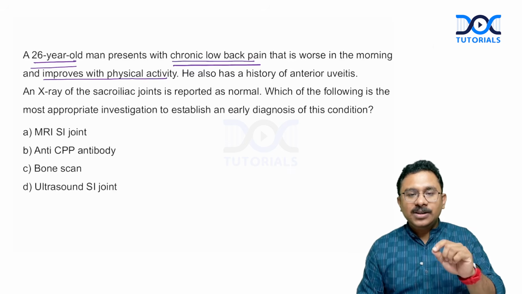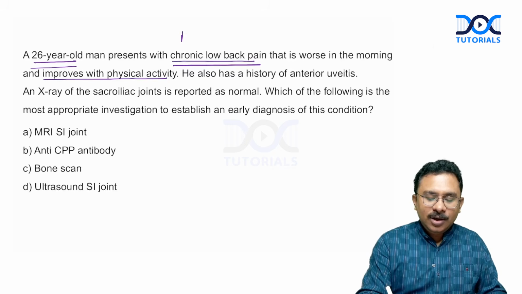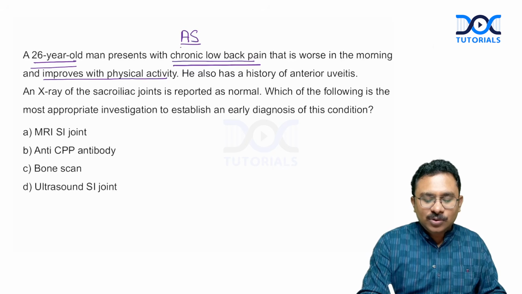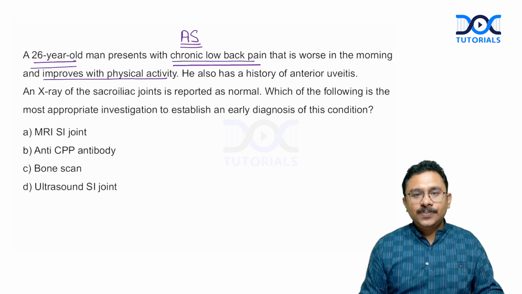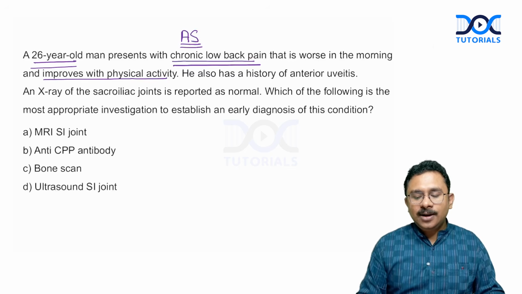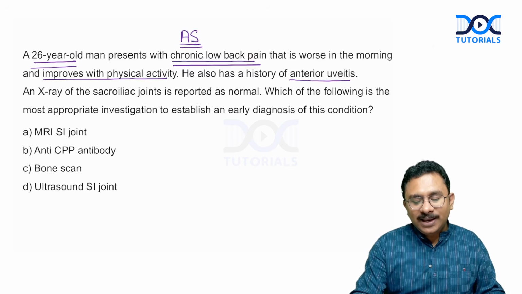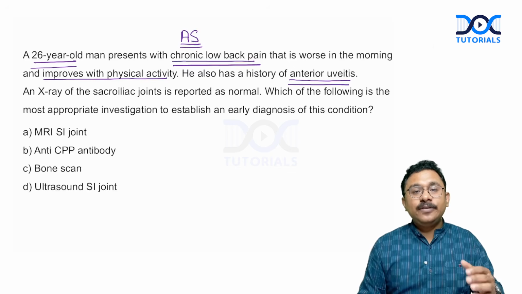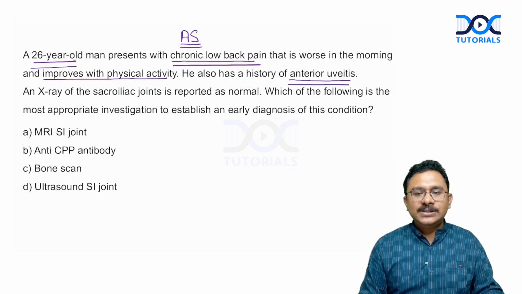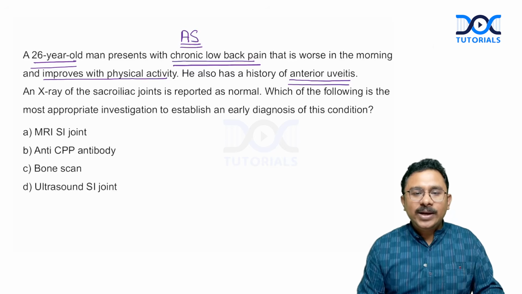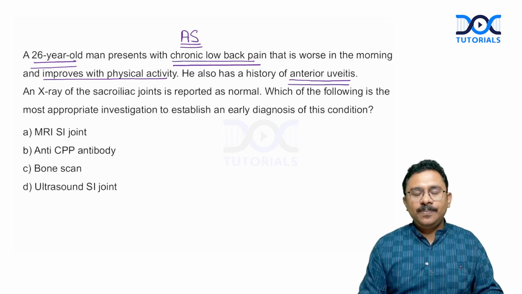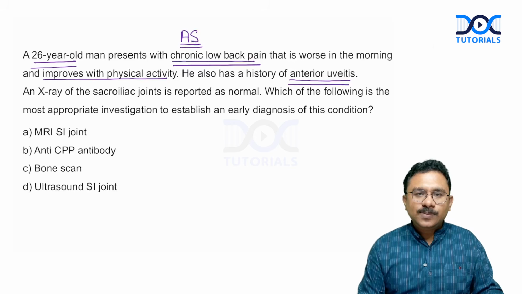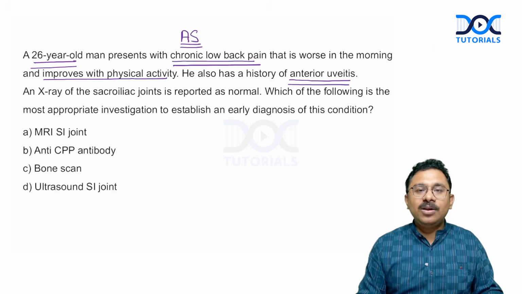But if there is a mention of improvement with physical activity, you have to strongly consider a diagnosis of ankylosing spondylitis, which is again substantiated by the presence of an extra-articular manifestation that can be seen in patients with ankylosing spondylitis. In fact, the most common extra-articular manifestation is anterior uveitis. But X-ray of the sacroiliac joint is reported as normal. You very well know that in ankylosing spondylitis, one of the early radiological changes is sacroiliitis.